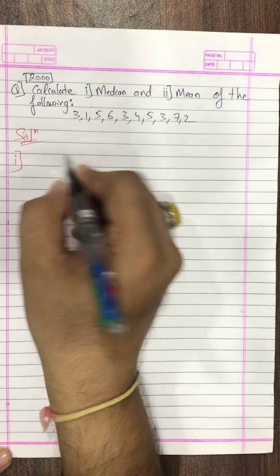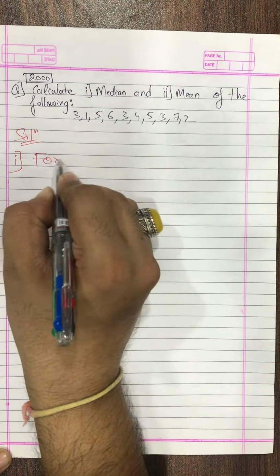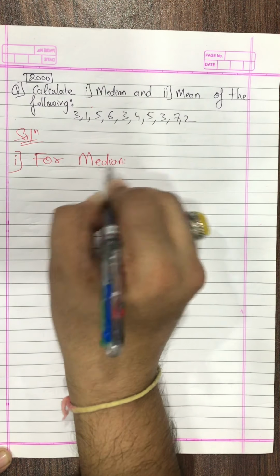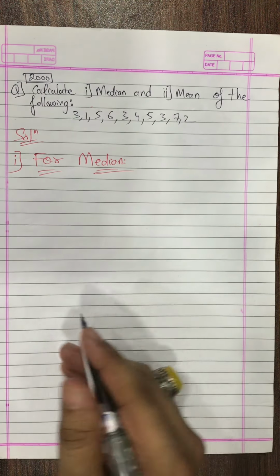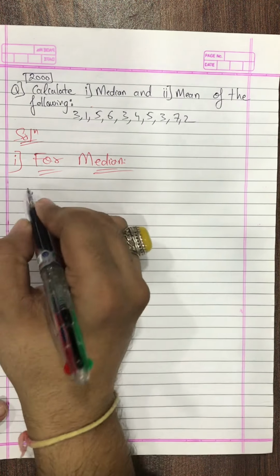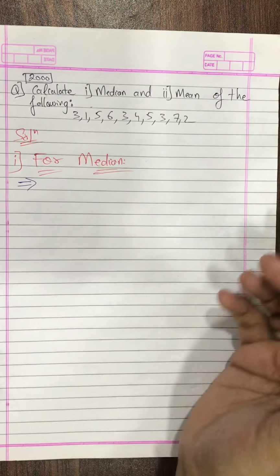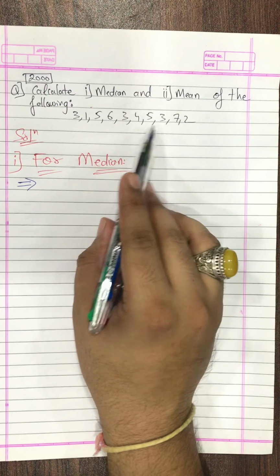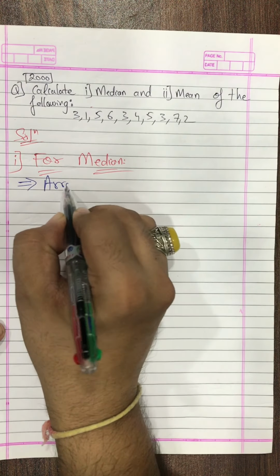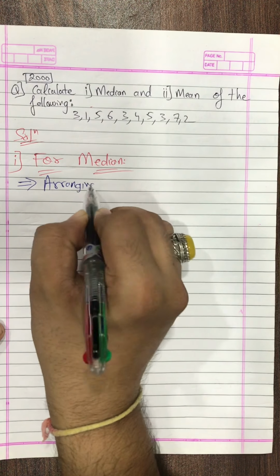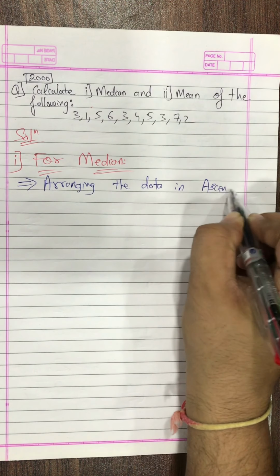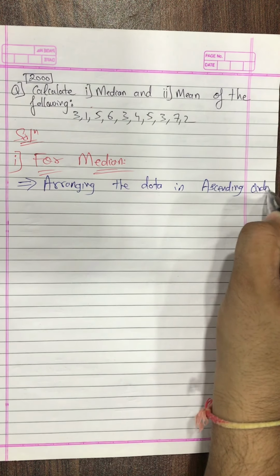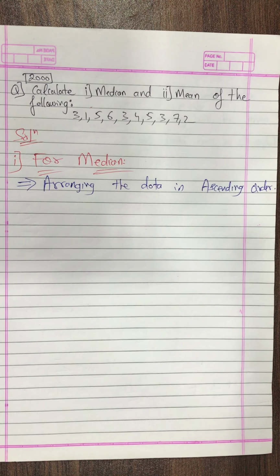First we are going for median. What was my first step, students? Remember, don't forget this first step. Often in the excitement of the examination we just forget it. My first step was arranging the given data in either ascending or descending order. As I told you, I'll always go for ascending. So, arranging the data in ascending order, students.